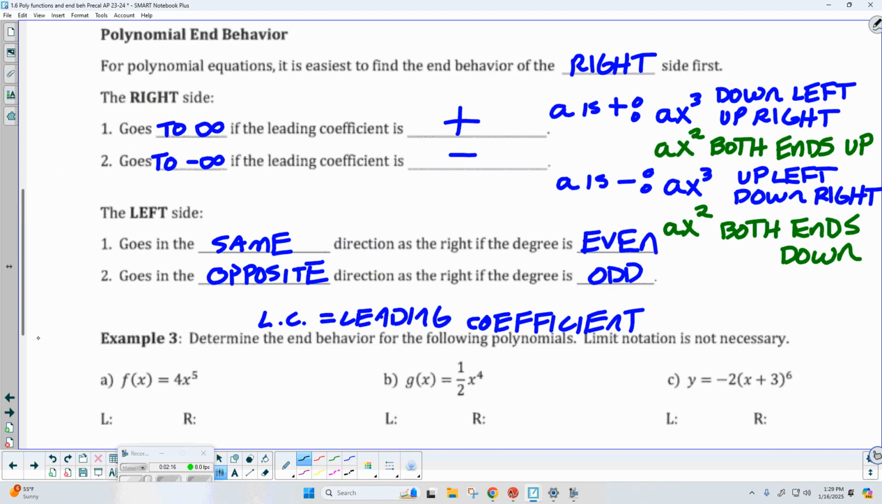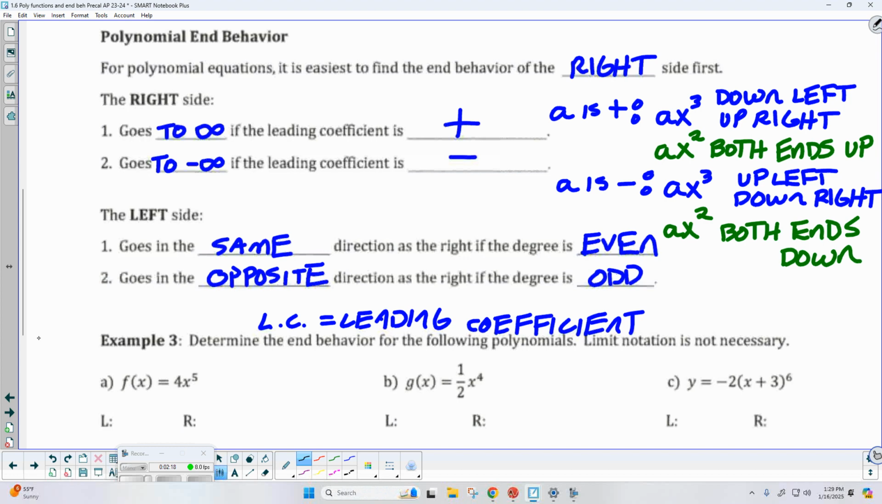All right. So now I want to be able to predict the end behavior for polynomials without looking at it graphically. Okay. I don't remember, did I give you time to copy that? Okay, good. Okay, so we'll just go ahead and get right to it.